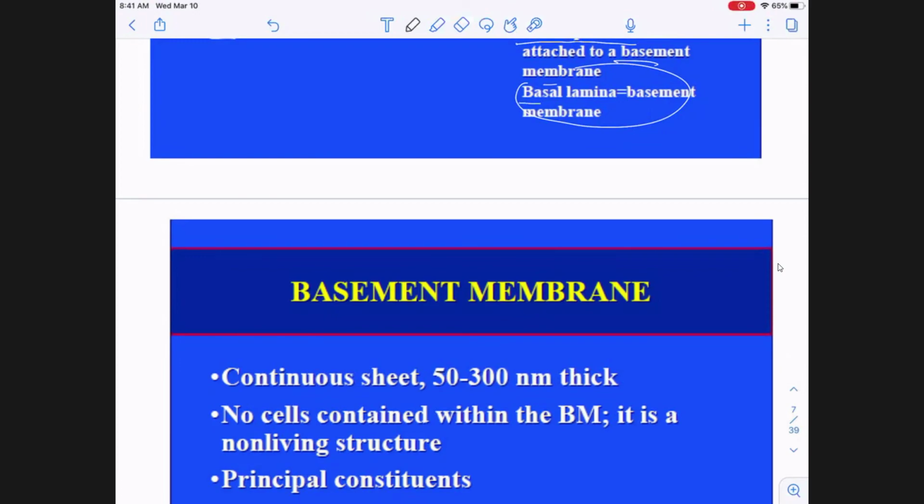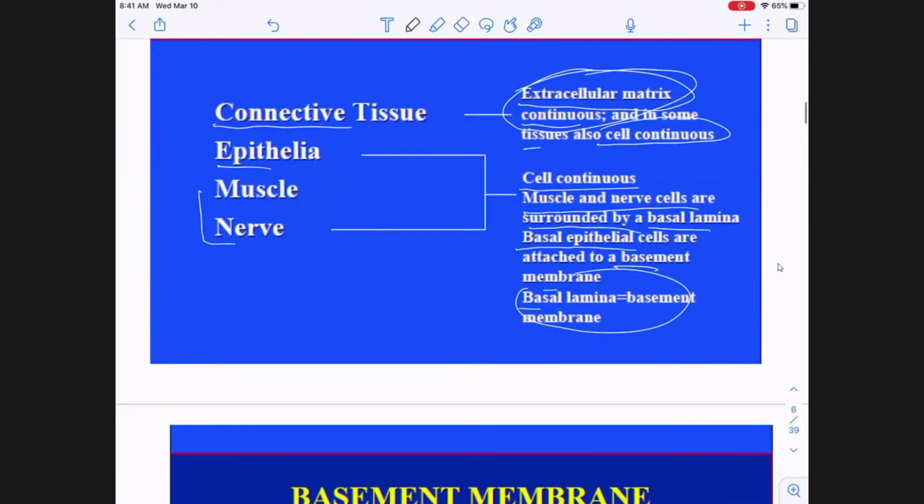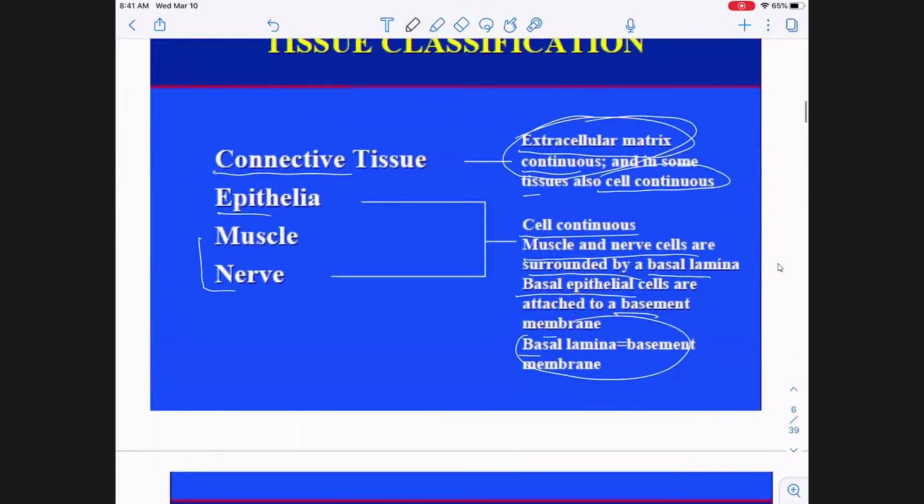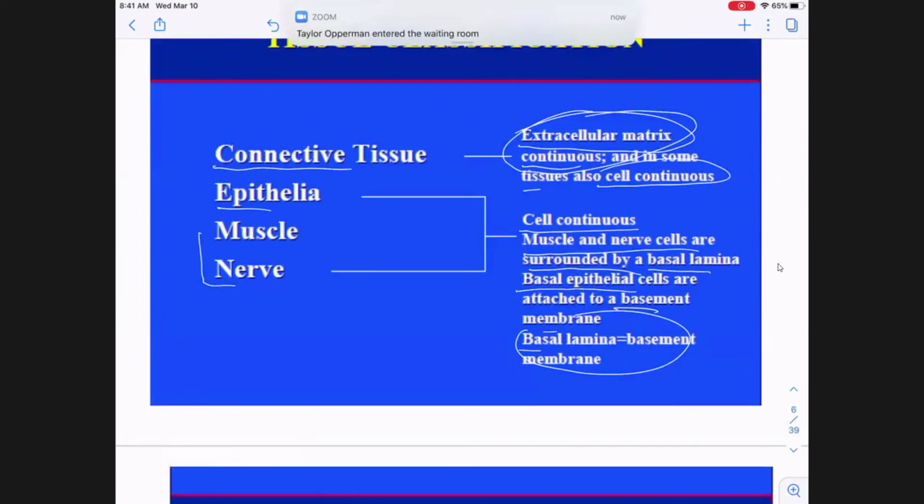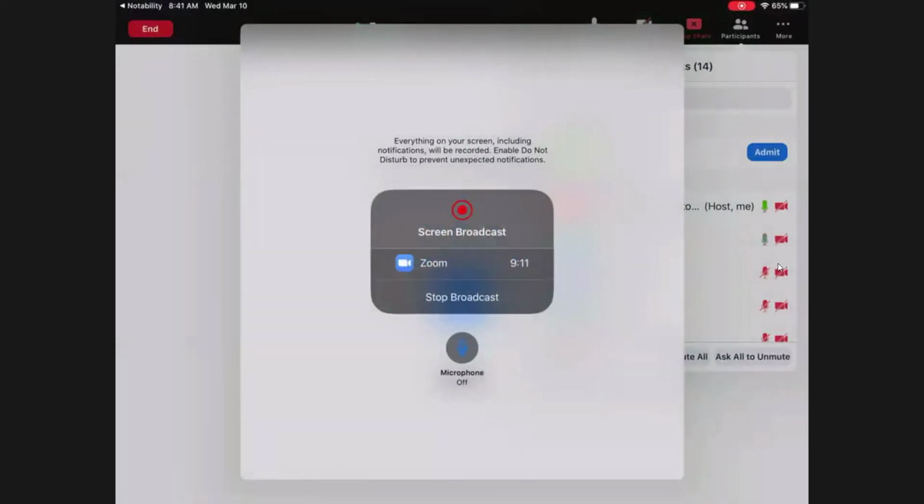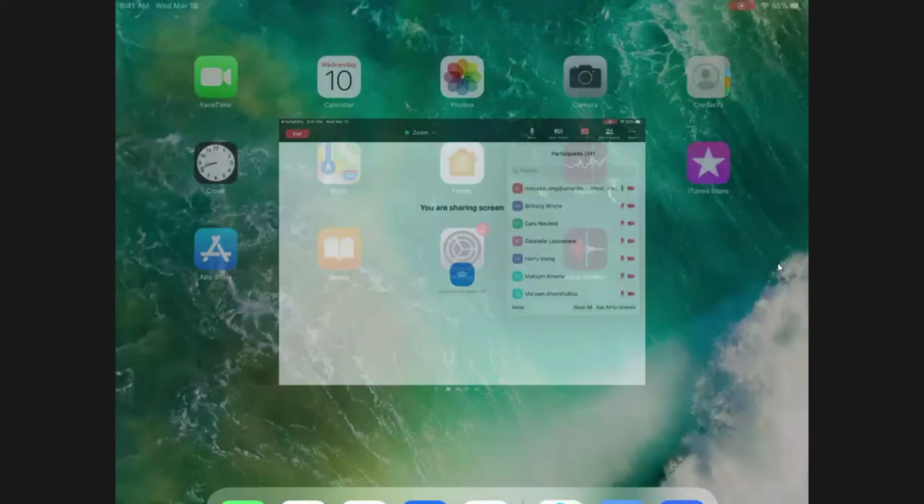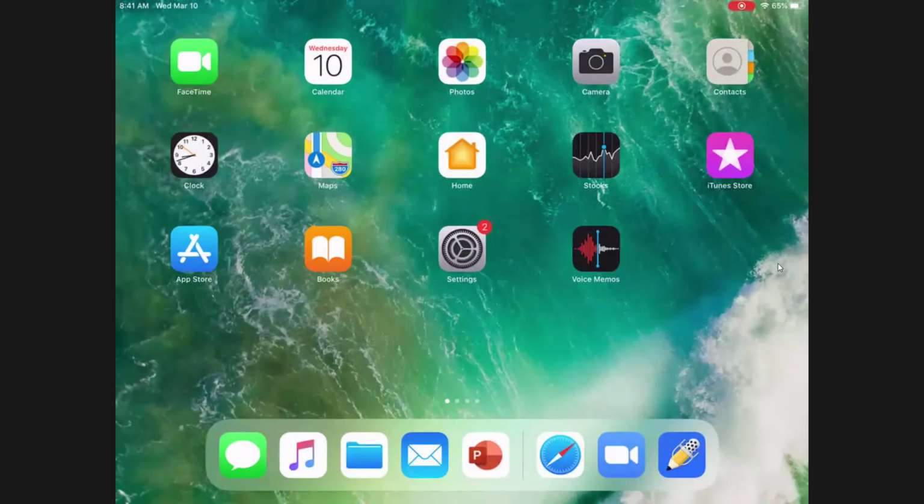Any questions? Yeah. Can you please let Taylor in? Pardon? Can you let Taylor in? Which Taylor? Taylor Opperman. Sorry. Yeah, got it. Thank you. Let me know.